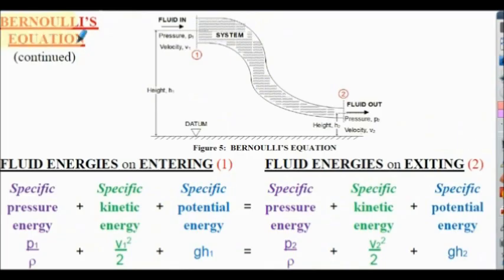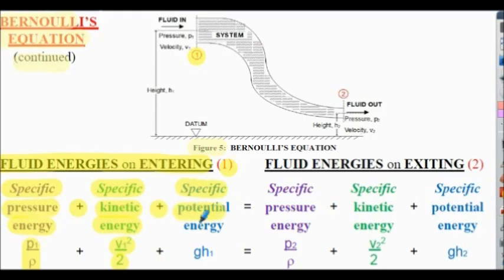Bernoulli's equation continued, just repeated figure 5 for convenience here. So fluid energy on entering at position 1: here we have specific pressure energy, that's P1 upon rho, added to specific kinetic energy, that's V1 squared divided by 2, added to specific potential energy, that's GH1. So we're simply adding these energy terms together on the left hand side.